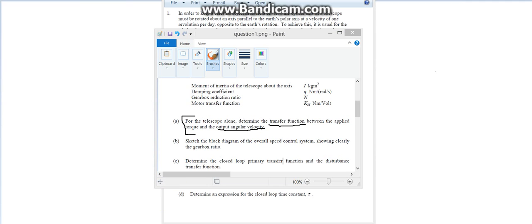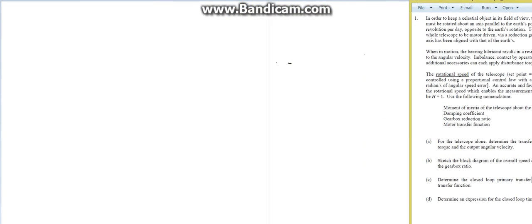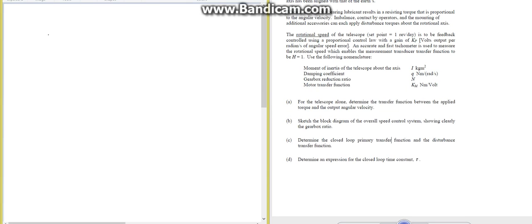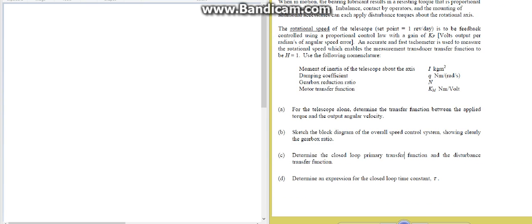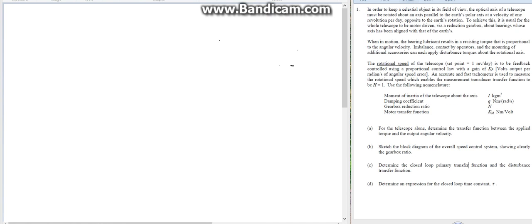Okay. Let me just quickly put this aside, and throw Paint aside. Okay. So initially we're asked for the transfer function of the telescope alone.